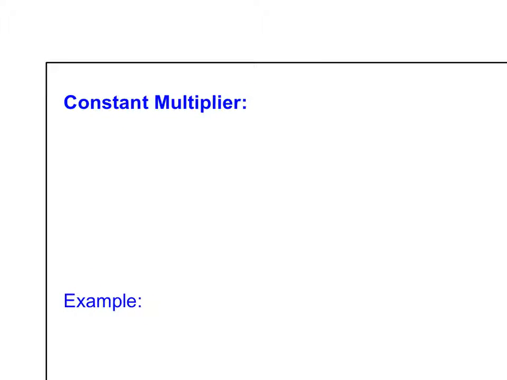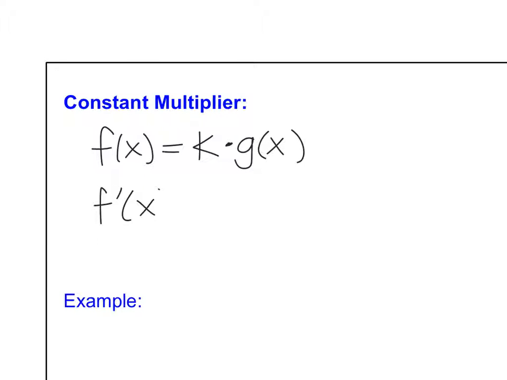Next one, constant multiplier. That's if you have some function where you have a number times another function, right? Just like with the limit rule, when you take the derivative, you can ignore the number and then just multiply it by the derivative of the function.